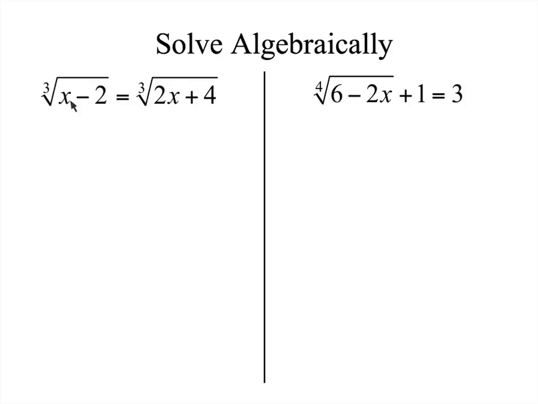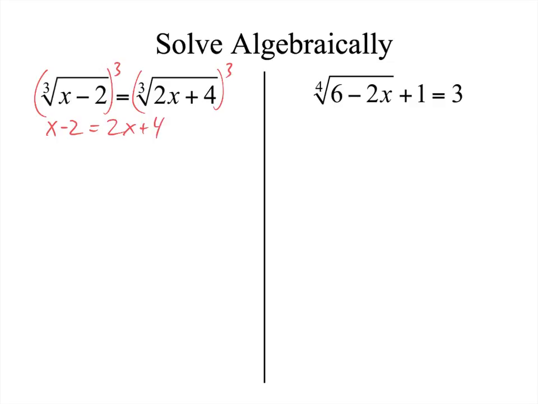So let's solve this equation. It looks like we have cube roots here. I can't add or subtract anything to each side, so to get rid of a cube root, what I'm going to do here is I'm simply going to cube both sides. If I cube a cube root, the cube roots will disappear. So I cube both sides, and I now have x minus 2 equals 2x plus 4.